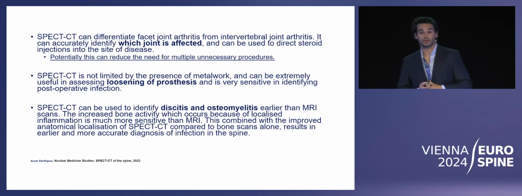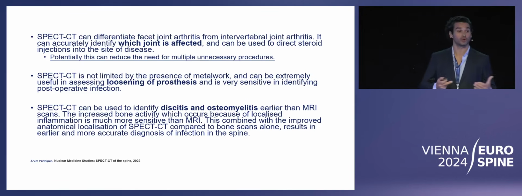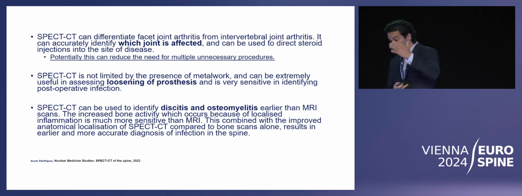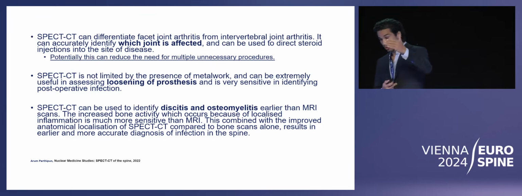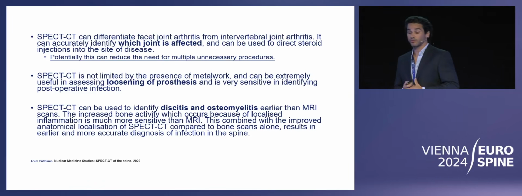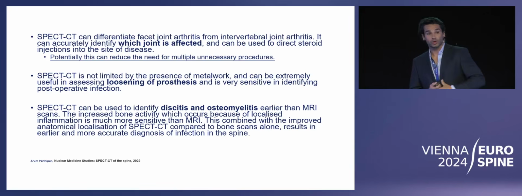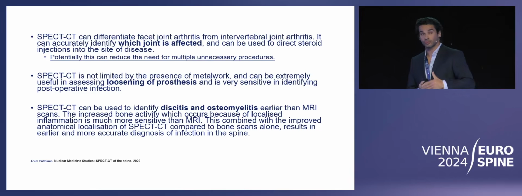SPECT-CT can differentiate facet joint arthritis from intervertebral joint arthritis. It can accurately identify which joint is affected. So with a facet joint injection we usually do multiple joints, because there is a ramus medialis which always innervates neighboring joints, but with the help of SPECT-CT we could be definitely better guided as to which segment of the facet joints is affected the most, and that could guide our procedures more precisely.